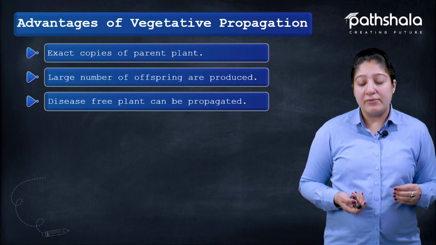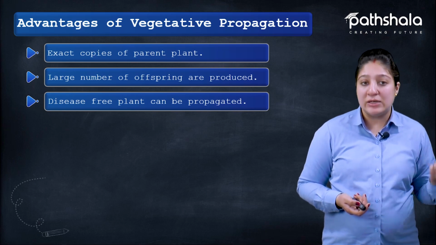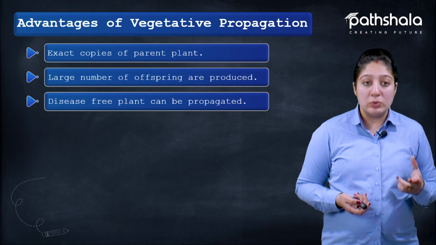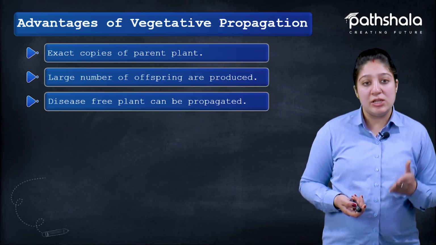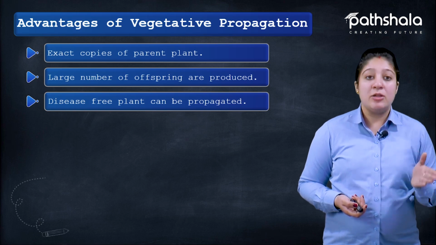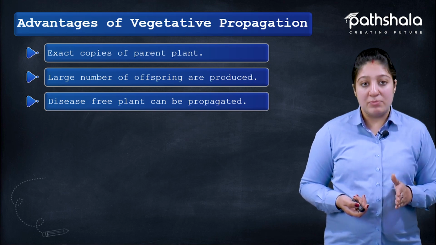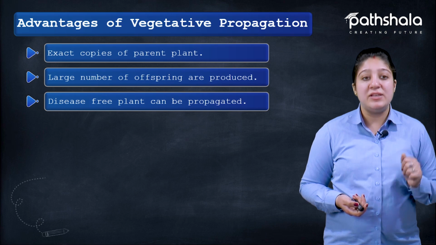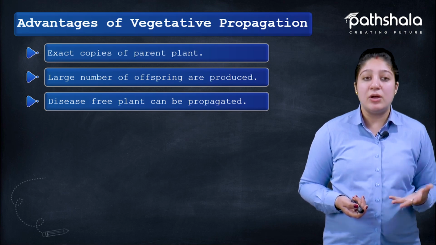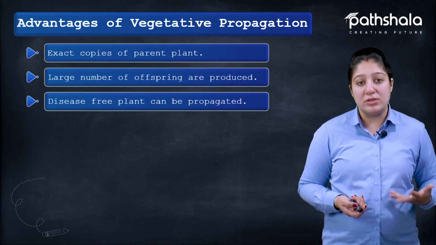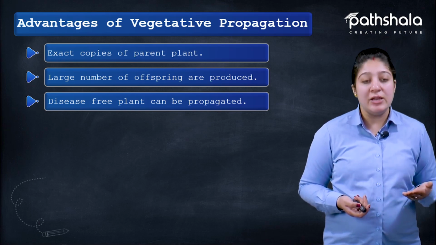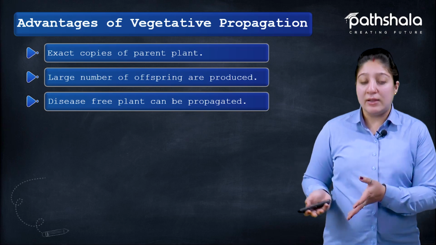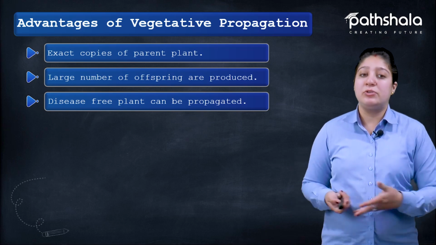and grow them into a large number of offspring. Now if a plant has a disease in a certain part, I can take the other part of the plant which is disease free. Because of this vegetative propagation, we can grow a plant which is free from diseases, so that we get a yield which is useful to us.